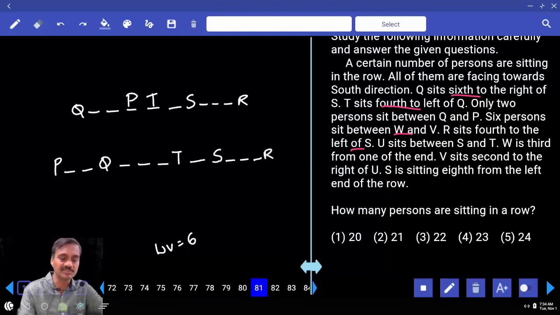U sits in between S and T. Now U sits in between S and T. Here U is in between S and T. And W is third from one of the extreme end.